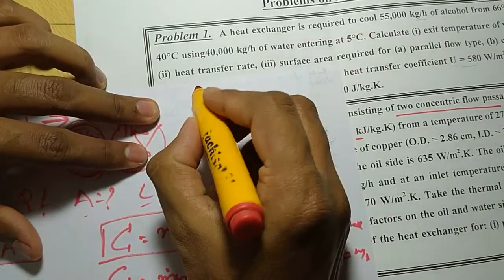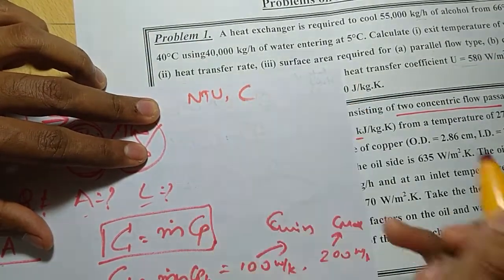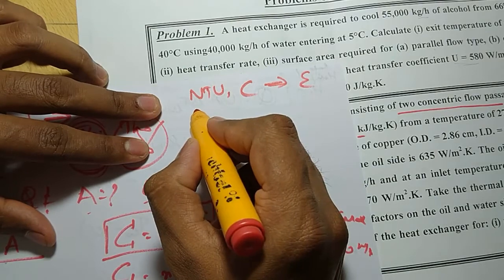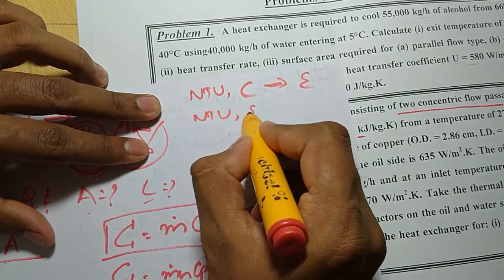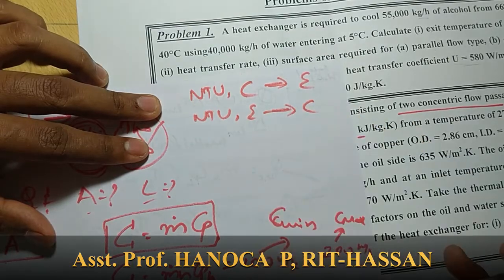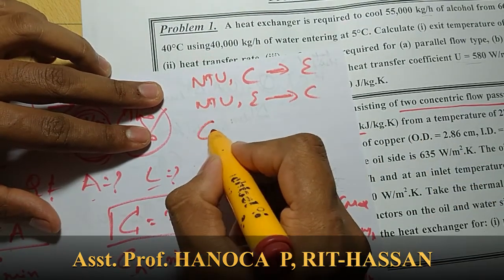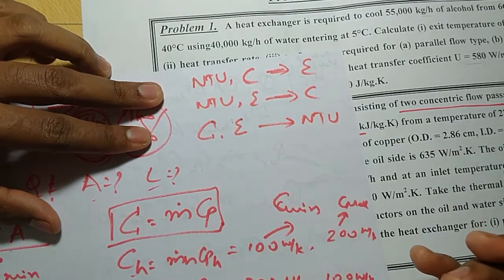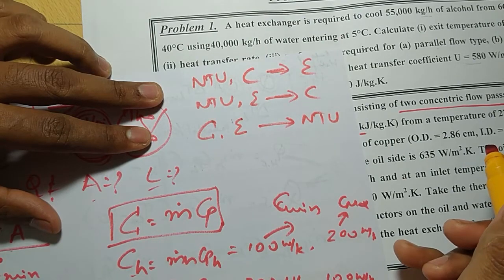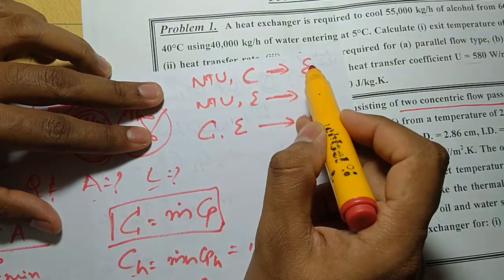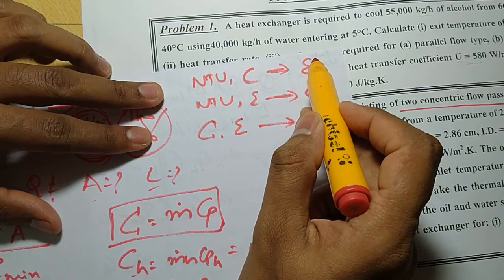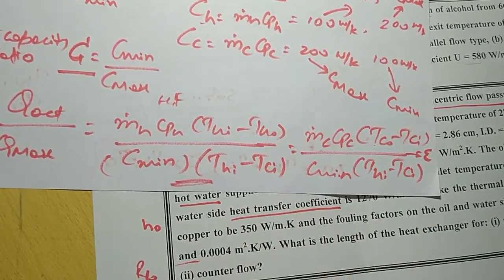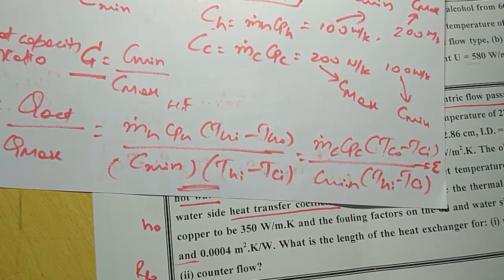Keep it in mind, if you know NTU and C, you can find out effectiveness. Otherwise, if you know NTU and effectiveness, you can find out C. And if you know capacity rate and effectiveness, you can find out NTU. Always keep in mind, if you know any two, you can find out the third one. After knowing the effectiveness, you can find out Tho and Tco. We will solve problems on this.